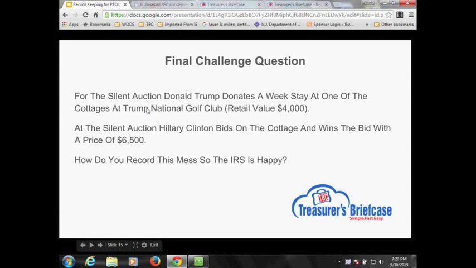Finally, to just give you an idea how complicated it could be and how much detail the IRS would love to receive from you, I'm going to give you a final example. In this example, for the silent auction, Donald Trump donates a week stay at one of the cottages at Trump National Golf Club. The retail value of that donation is $4,000. At the silent auction, Hillary Clinton bids on the cottage and wins the bid with a price of $6,500. The question is, how do you record this mess so the IRS is happy?